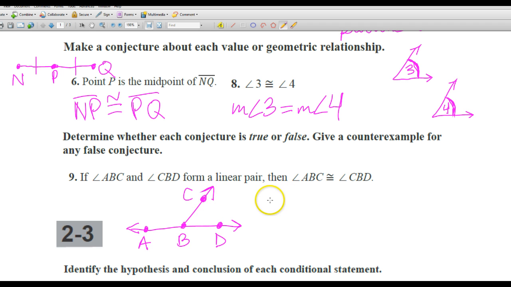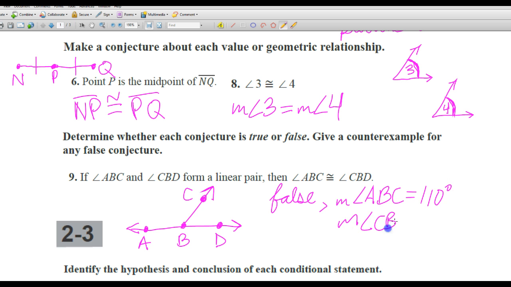So this is false. And a counterexample could be the measure of angle ABC equals 110 degrees, and the measure of angle CBD equals 70 degrees. And the diagram showing that.